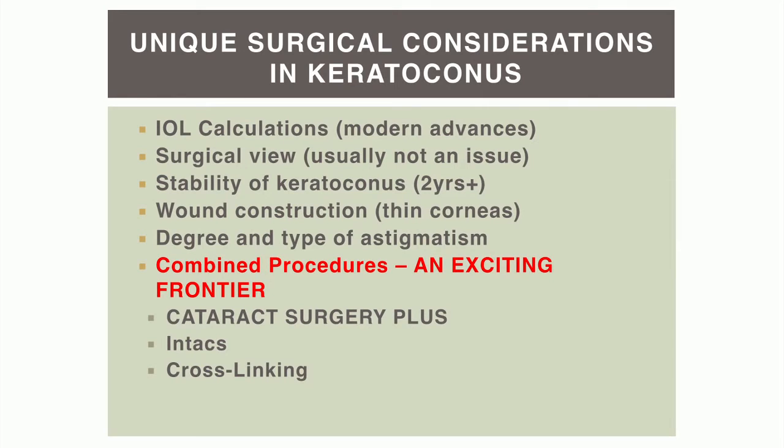The degree and type of astigmatism is something we'll talk a little bit more about when we talk further about whether or not we can reduce some of the astigmatism at the time of cataract surgery. But this is a really exciting thing in doing cataract surgery in patients with keratoconus, and this is the concept of combined procedures where we're doing cataract surgery plus cross-linking, or plus cross-linking and intacs.